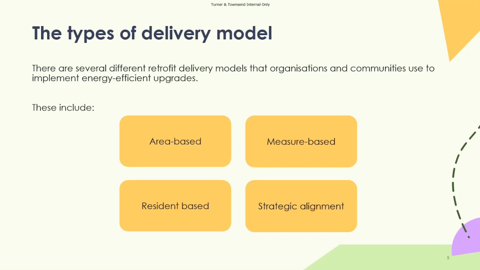Now, there are different types of delivery models, and although we've listed four here, I'm sure there are many more. They're labels or ways in which we can start to categorize how you can pull together an effective delivery plan. The first is area-based, then measure-based, resident-based, and then strategic alignment. So we'll go through each of these individually.